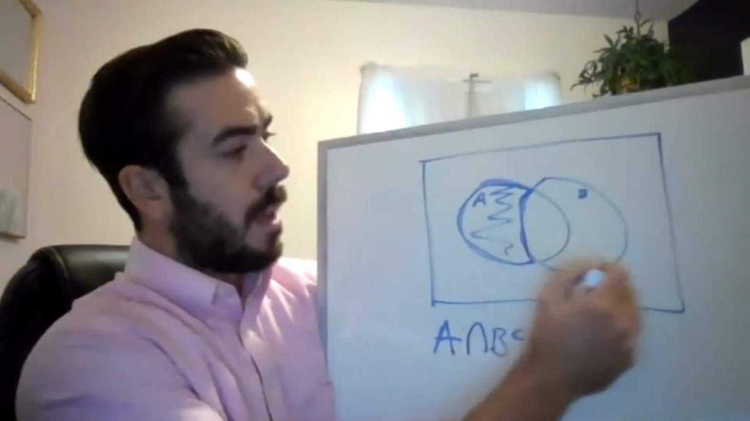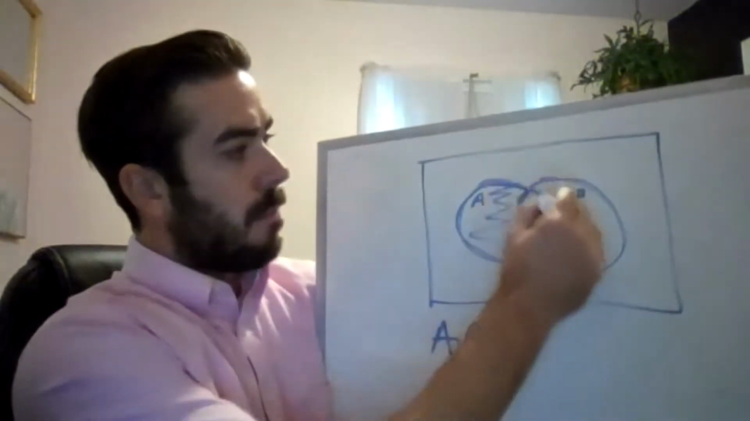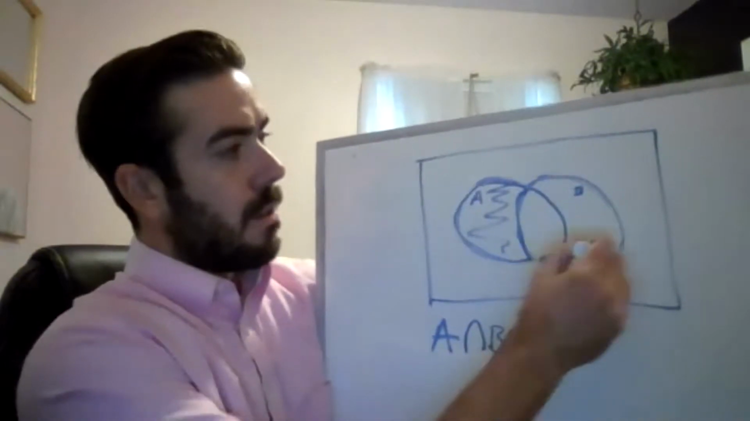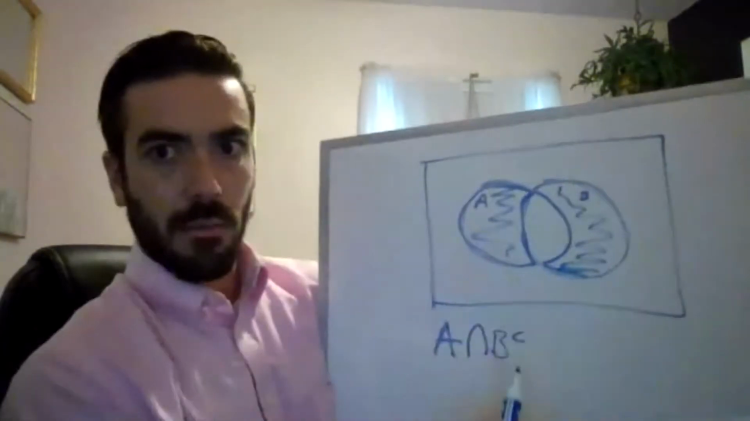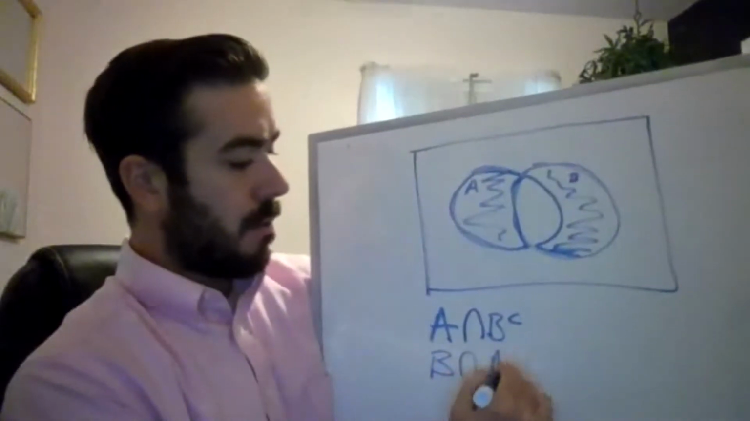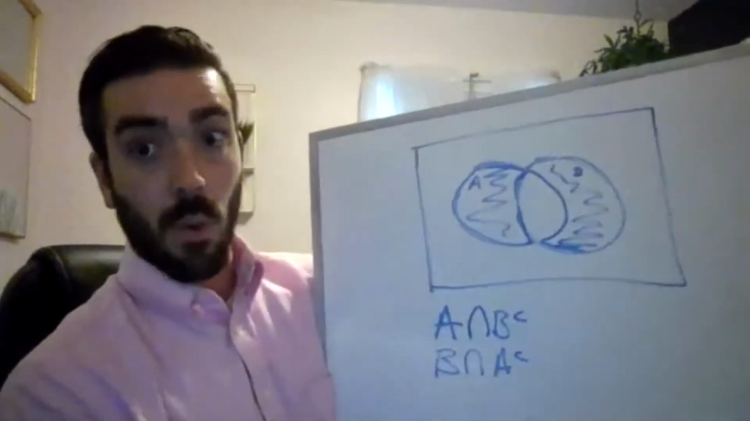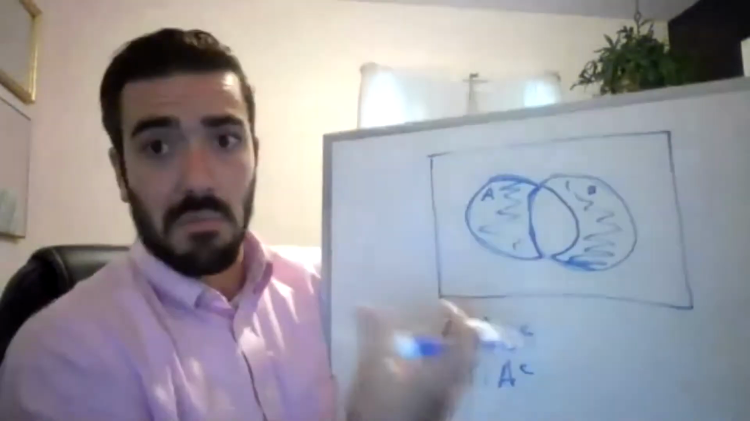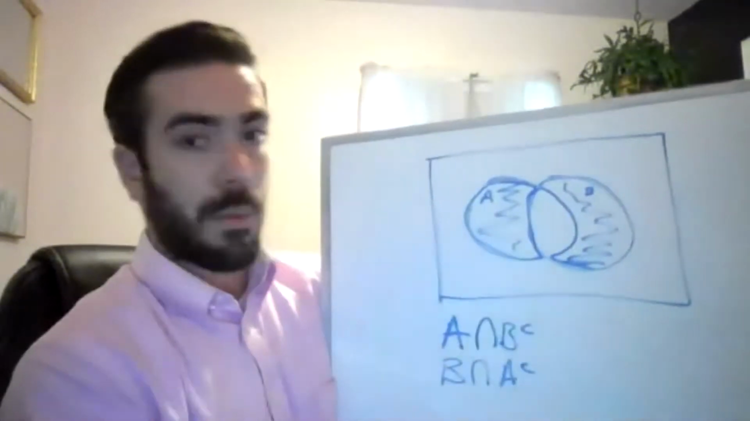I then say, okay, what's over here? Well, this is everything in B but not in A. So that's everything in B and not in A, or A complement. When I say not in A, that's A complement. That's the definition of the complement.